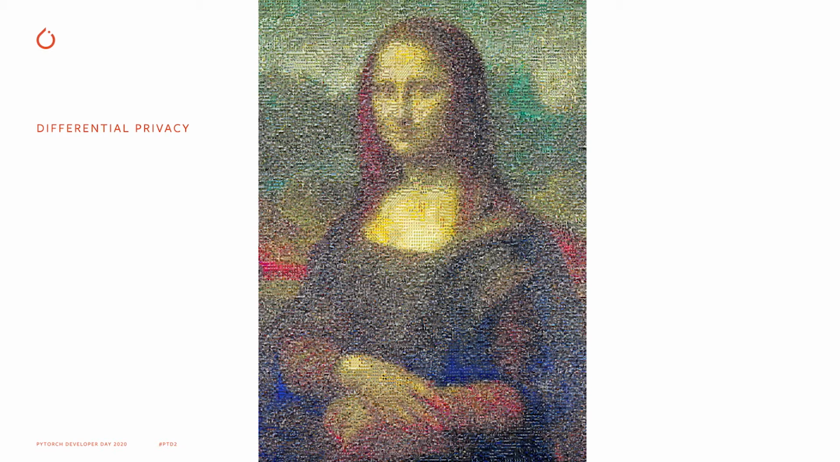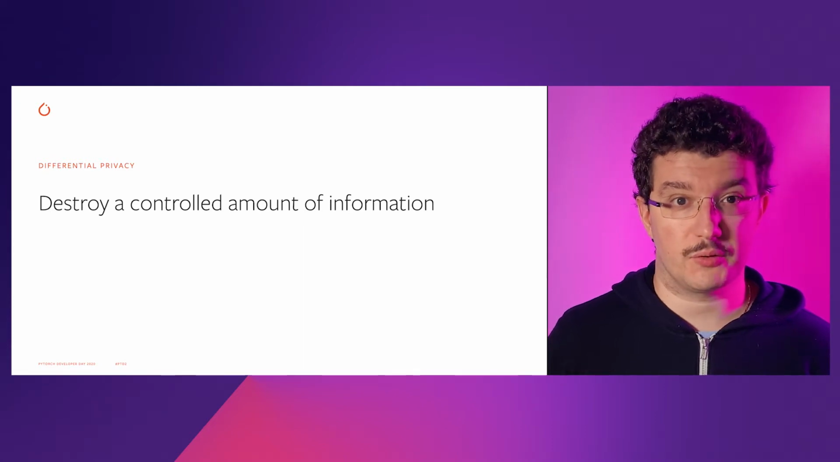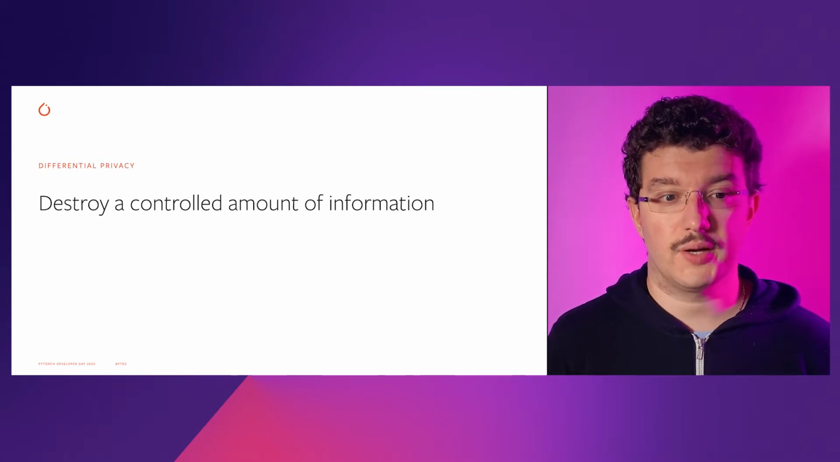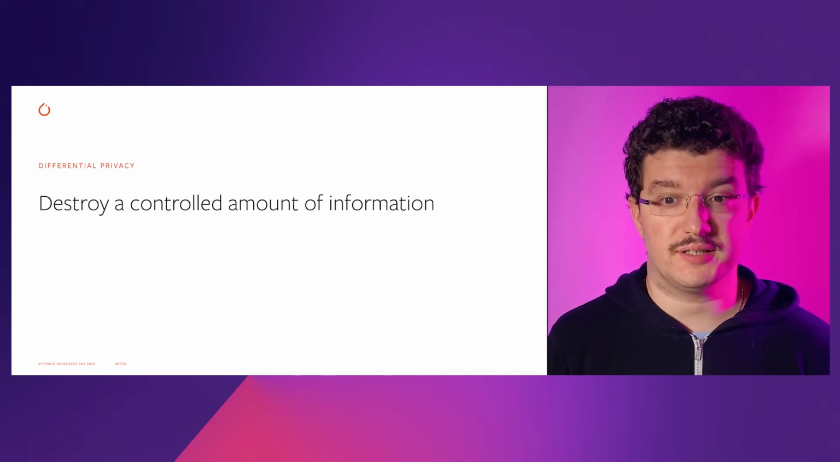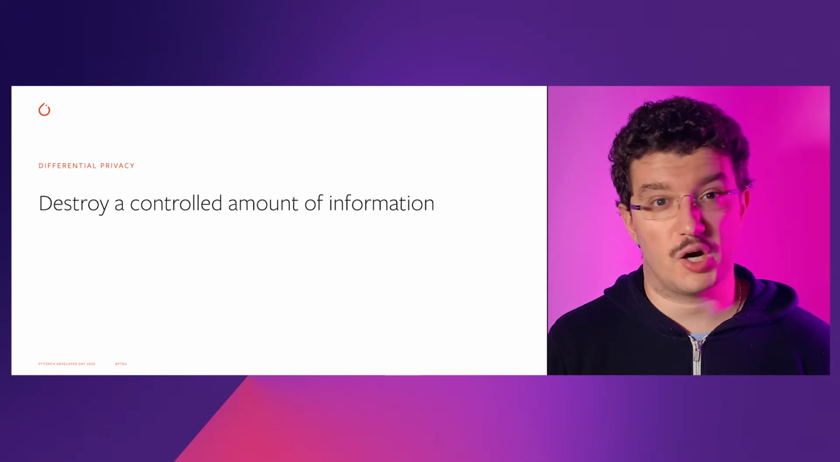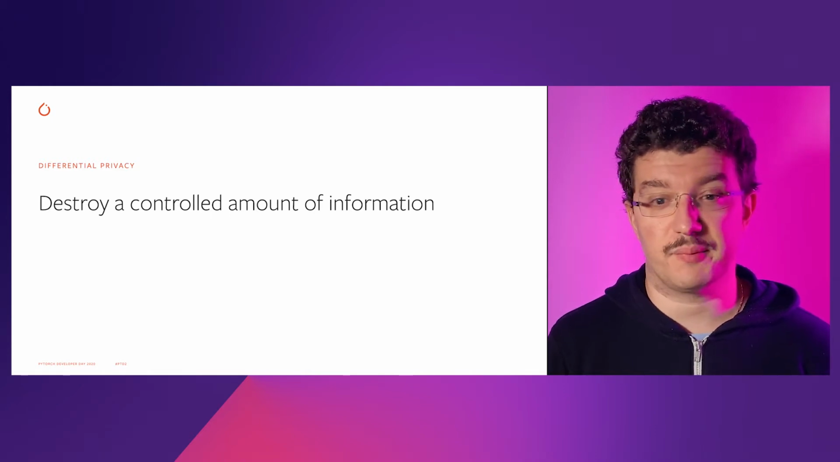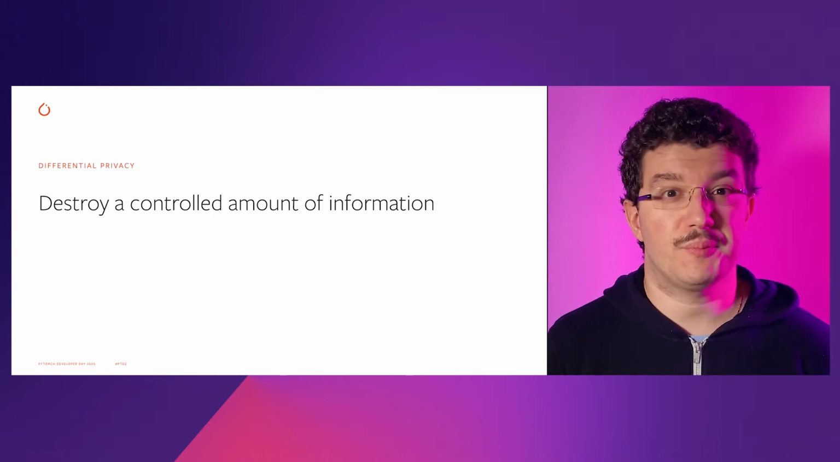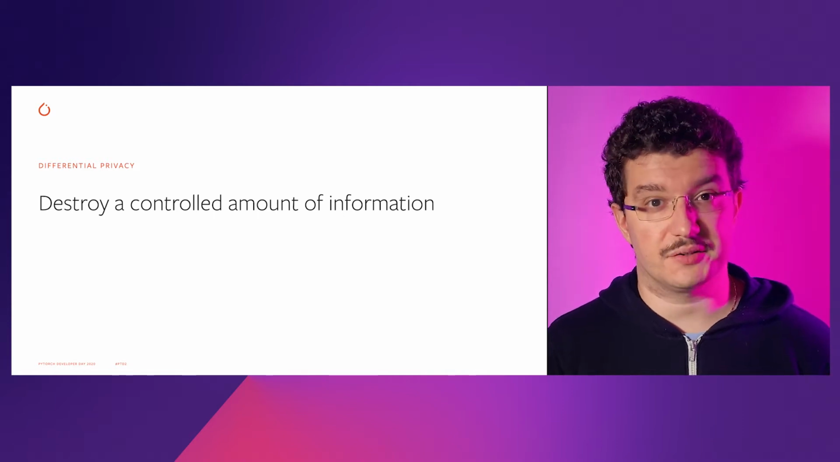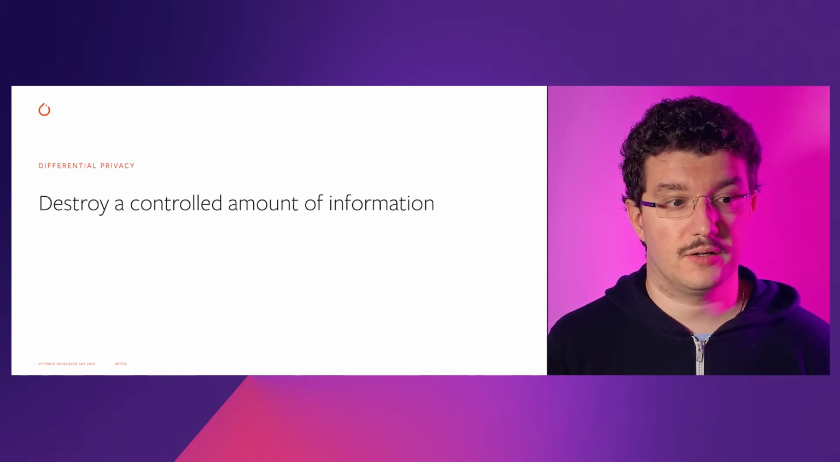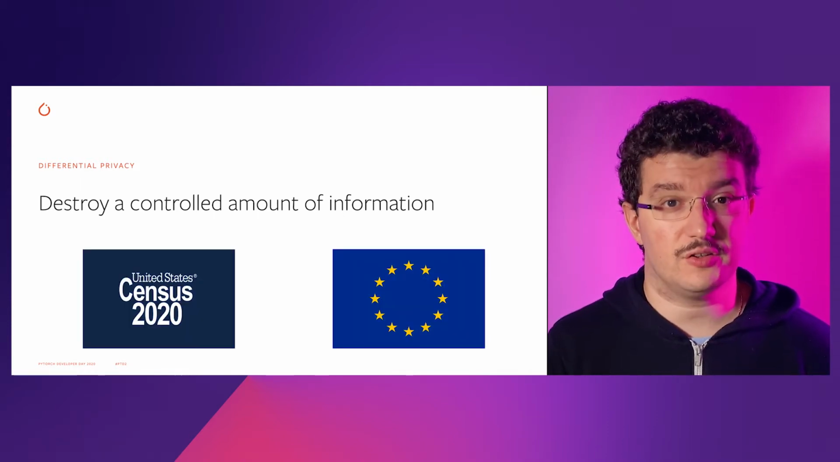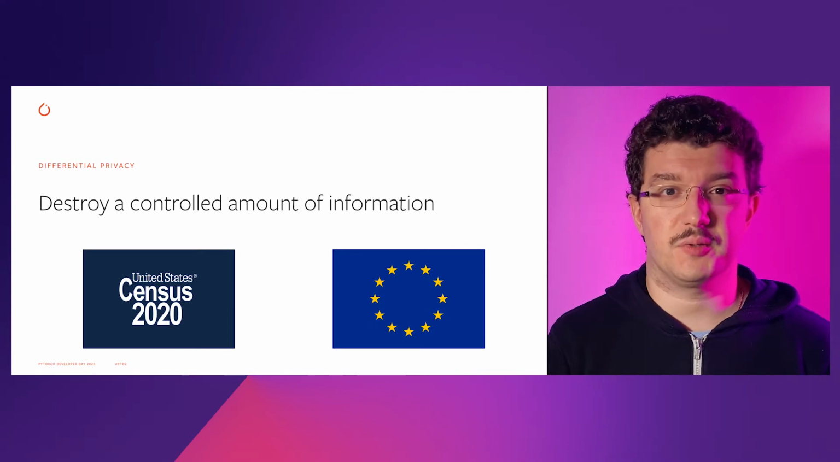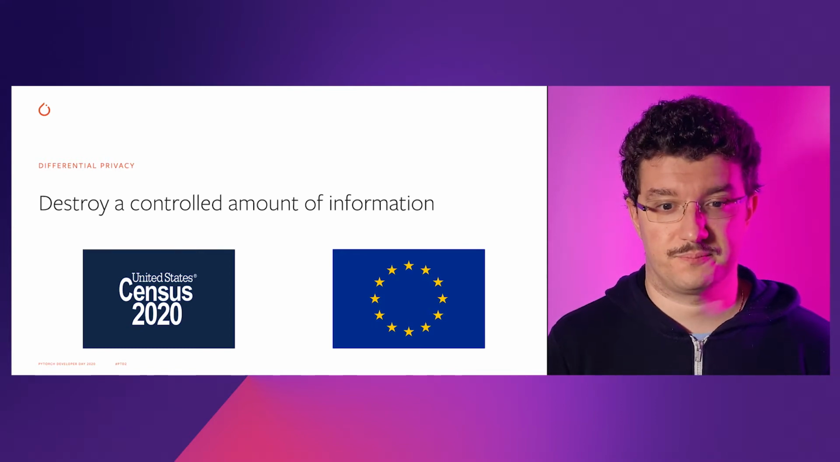This is the core idea behind differential privacy. By destroying a controlled amount of information, you get to have your cake and eat it too. You get to preserve both the privacy of your training data, as well as still be able to do your job, still be able to obtain the aggregate that you care about. And this is what made differential privacy the gold standard in privacy protection. So much so that it has been used by the US Census Bureau for the 2020 census, and it has been recognized by the European Union under GDPR.